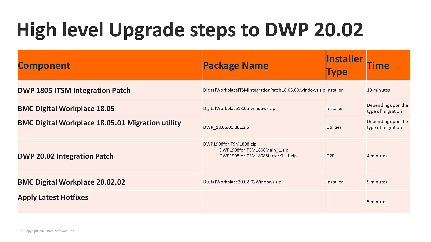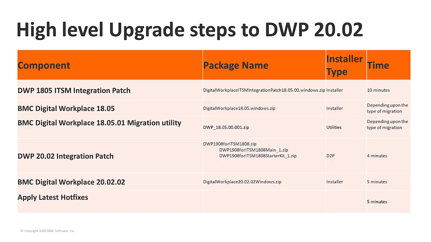Once you download the package, make sure to extract it and import the DWP 1908 for ITSM 1808 package to the deployment manager console. I have seen customer cases where they state the package is not getting imported, hence wanted to call it out. The second package in that zip is completely optional and in most upgrade cases you can skip it, as the sample data already exists in the system.